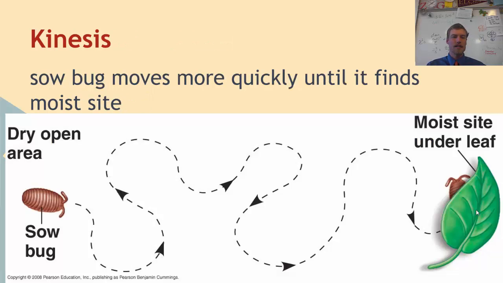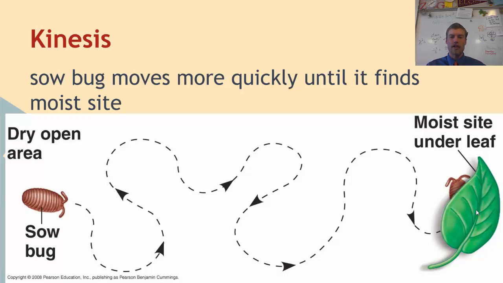So a good example of a kinesis would be a sow bug. It's going to move much more quickly until it finds a moist site. Sow bug is kind of another name for a pill bug, which we've been doing experiments with. But they move around a lot, and once they find a moist site, they chill out. Right? It's not necessarily looking for that moist site.